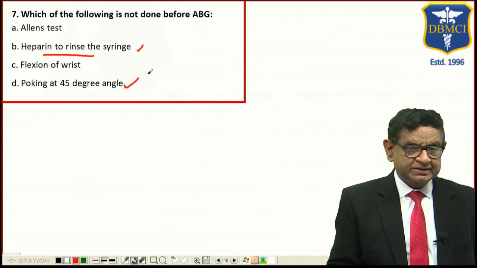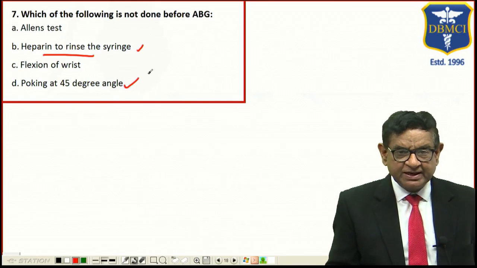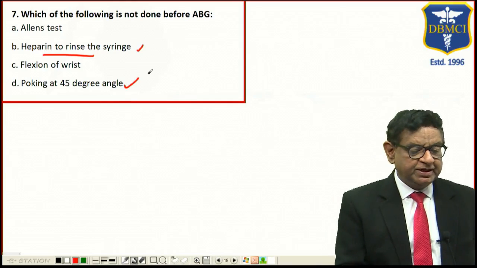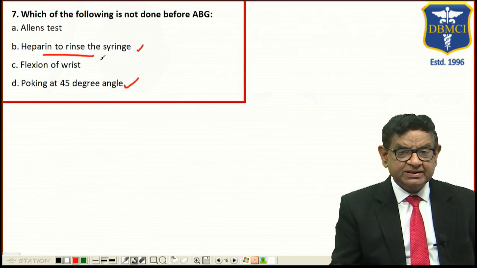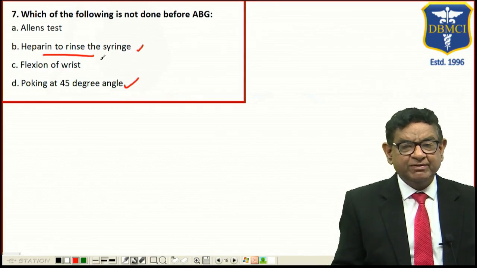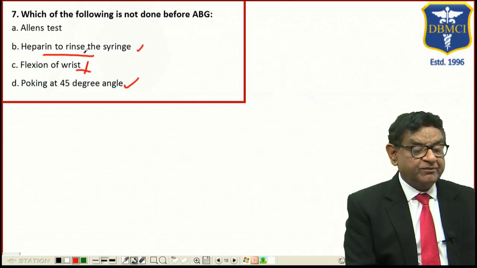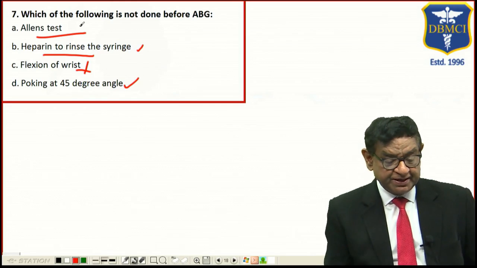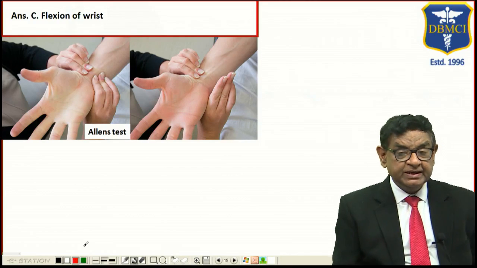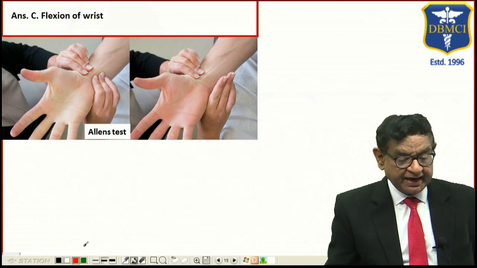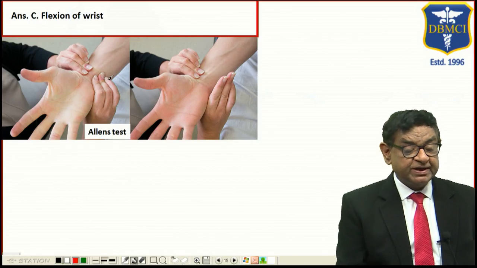Suppose you are taking a sample from the radial artery. If you are not careful, you may pierce through the artery and damage the underlying structure. So we do it carefully. If you flex the wrist, you will never be able to take the sample, so it is not done. But what about the Allen test? It's mandated to do. So let's talk about the Allen test. What is done? Of course, we ask the patient to raise the hand, and after that, you compress the radial artery as well as the ulnar artery.